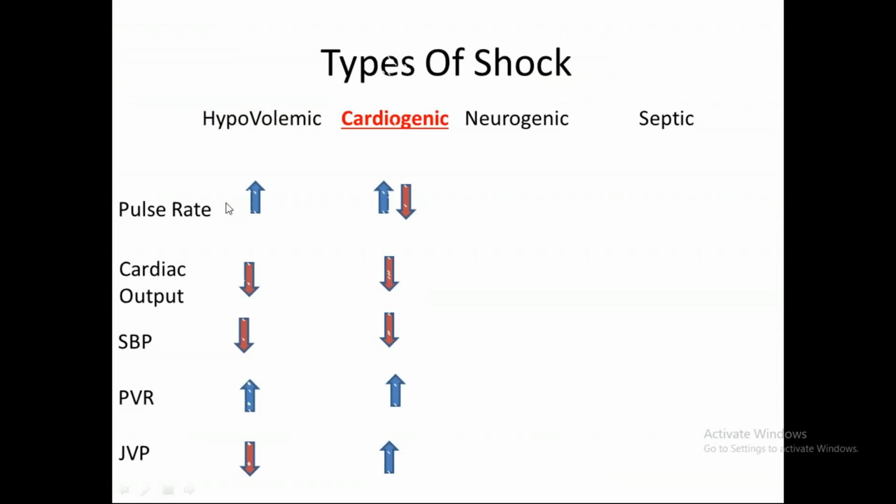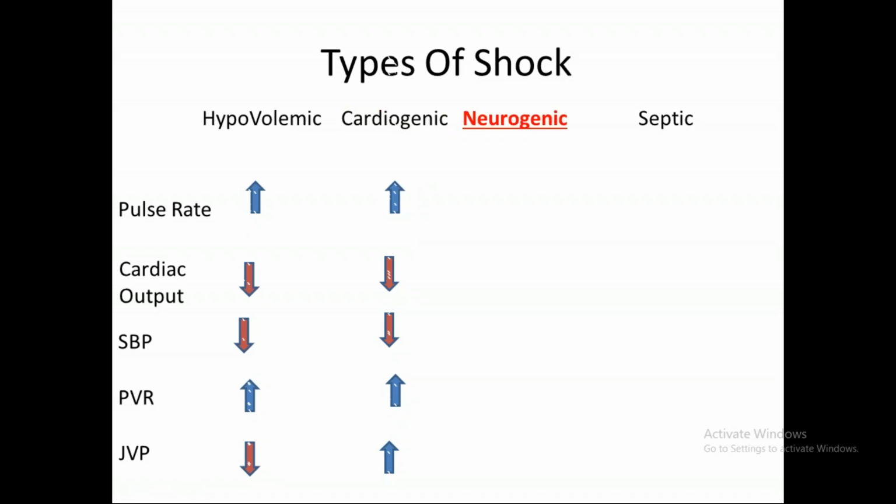In cardiogenic shock, the pulse rate can also sometimes decrease. And this actually depends upon the etiology of the cardiogenic shock. Like if the cardiogenic shock is due to heart block, then that will lead to decreased pulse rate.